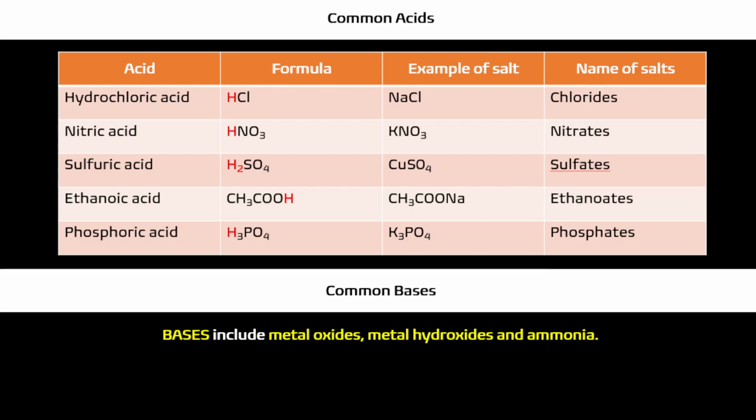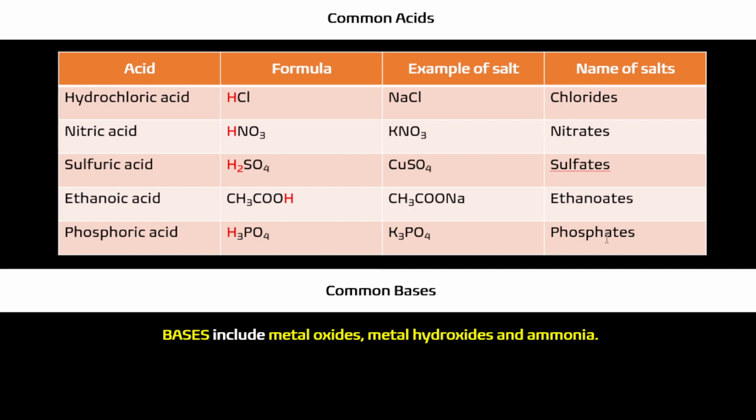Now, first of all, these are some common acids that you should definitely be familiar with at IGCSE level: hydrochloric acid, nitric acid, sulfuric acid, ethanoic acid, and phosphoric acid. You must know all the formulas of these acids as well, and the names of the salts that come from the acid. For example, from hydrochloric acid, we will get chlorides. From nitric acid, we will get nitrates. Sulfuric acid gives sulfates. Ethanoic acid will give ethanoates, and you will learn more about this in organic chemistry. And phosphoric acid will produce phosphates.